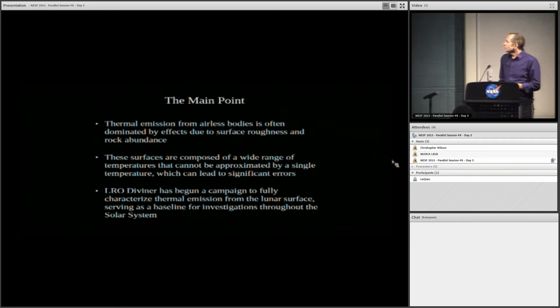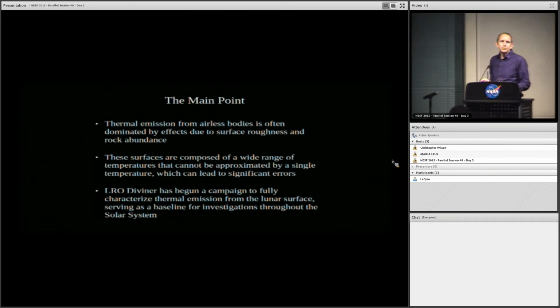And so when you have this surface roughness, you've got shaded and sunlit surfaces. These surfaces are composed of a wide range of temperatures. And the key point here is that those temperatures can't be approximated by a single average temperature. It might work at one wavelength, but it wouldn't work at another wavelength. And so when you assume a single temperature for your surface over your field of view, it will very often lead to very significant errors.